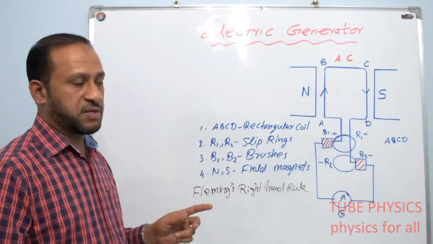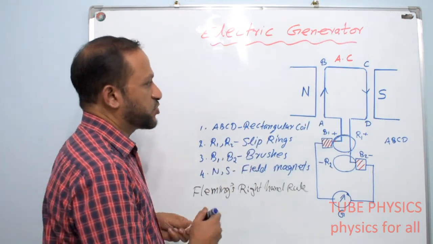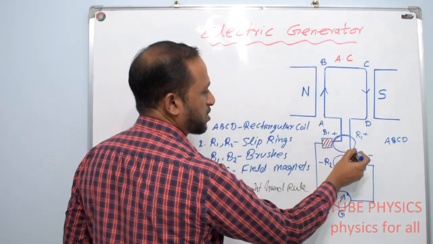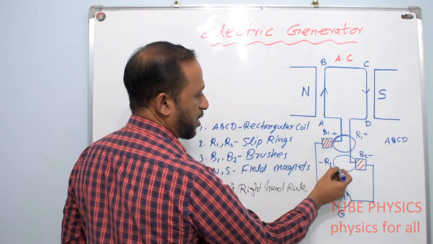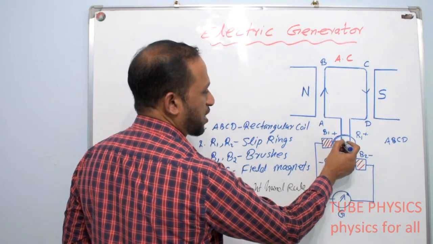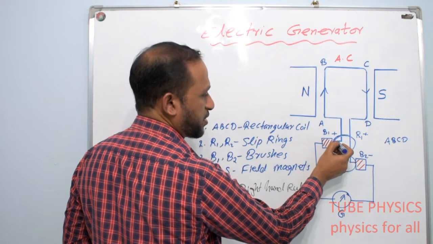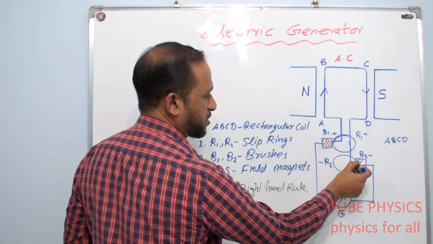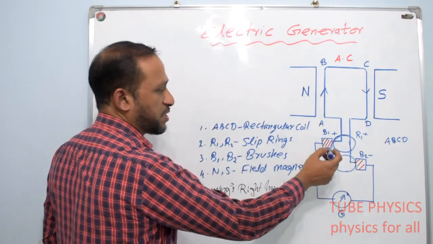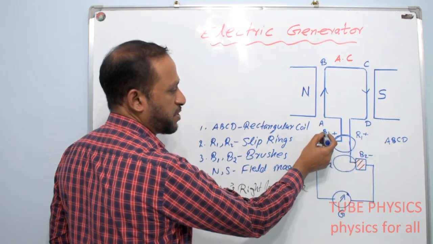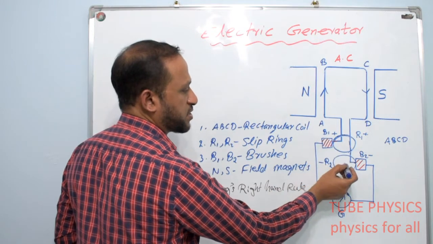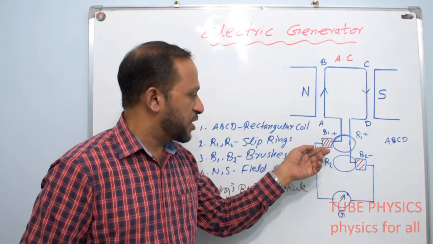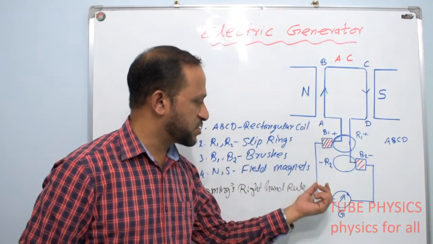The other parts of the generator: the two ends of the rectangular coil, the copper wire, are connected to two rings, ring R1 and ring R2. This end is connected over here to the ring R1, and the other end of the copper wire is connected here to the ring R2. The ring R1 is in contact with the brush B1, and ring R2 is in contact with the brush B2. These B1 and B2 brushes are used for drawing the current to the outer circuit.